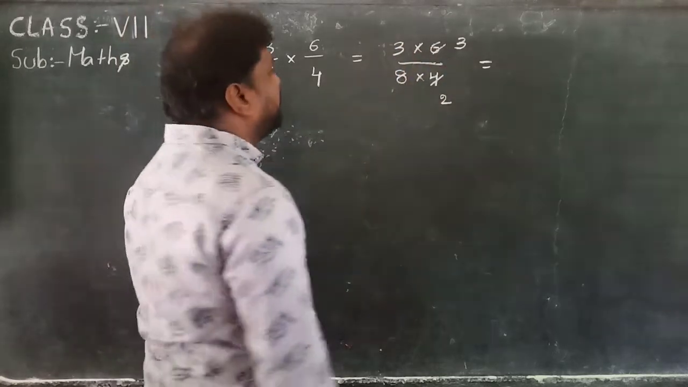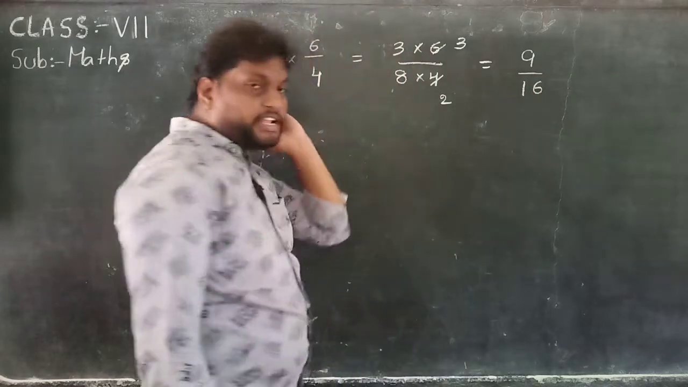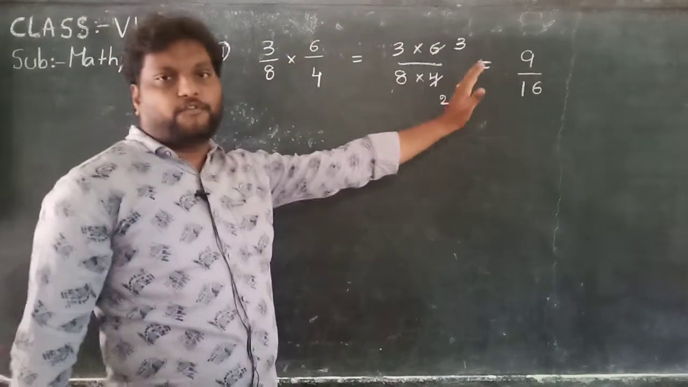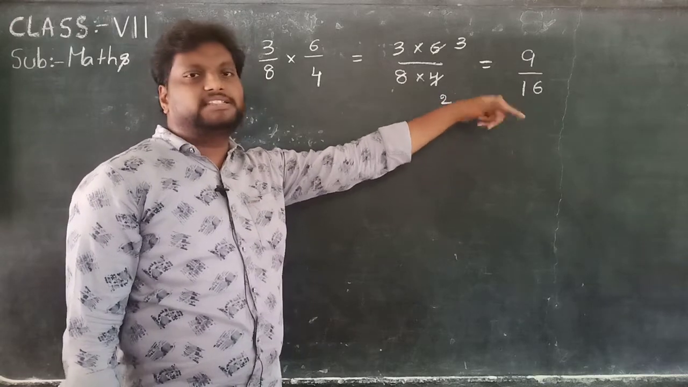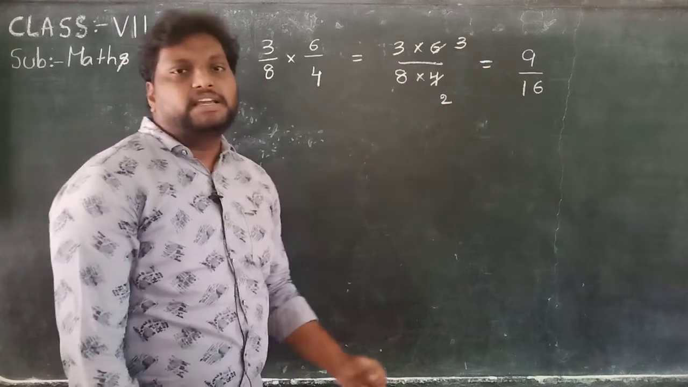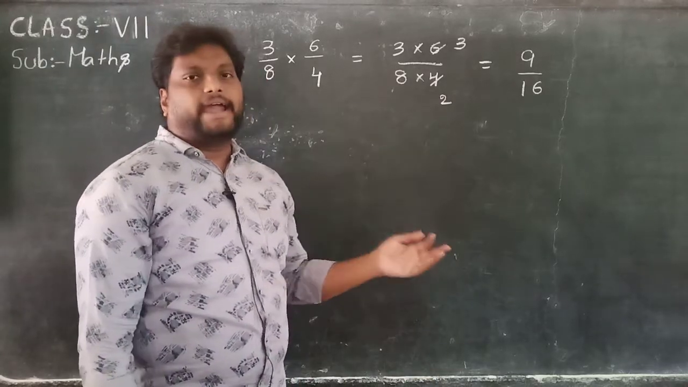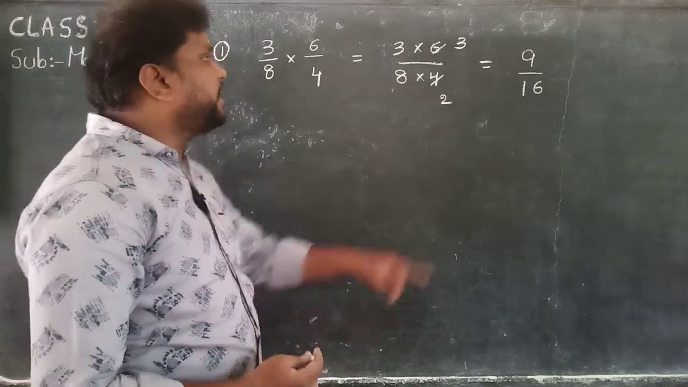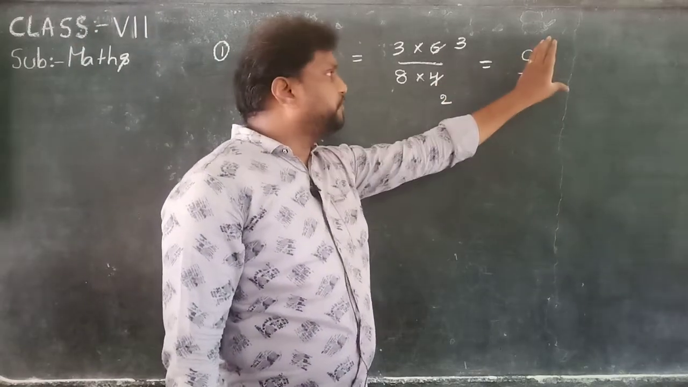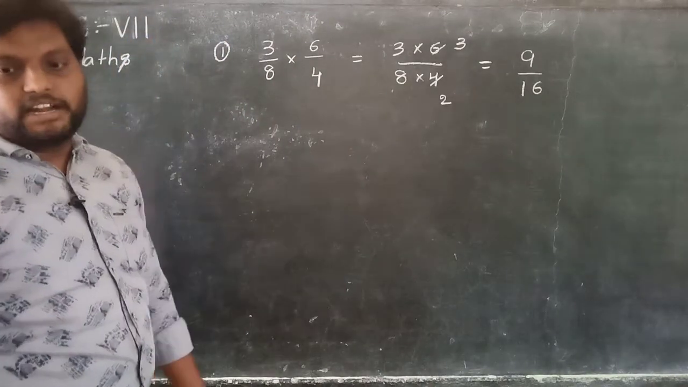3 3 jar 9, 8 2 jar 16, so 9 by 16. This is the standard form. Why? Because in the 9 table there is no 16, and in the 16 table there is no 9, meaning 16 is not a multiple of 9 and 9 is not a multiple of 16. That's why, as 9 and 16 are not in any common table, 9 by 16 is the standard form.